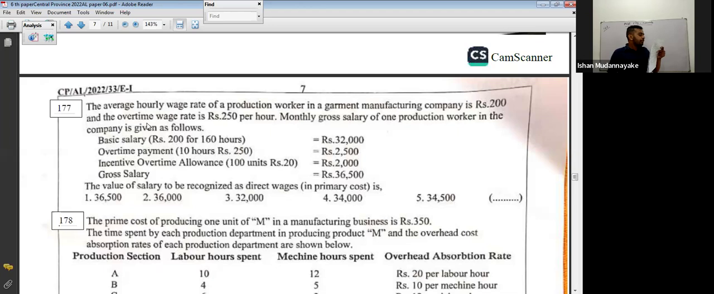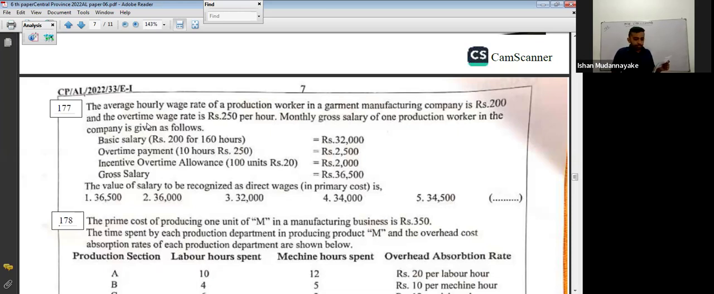The average hourly wage rate of a production worker in the garment manufacturing company is 200 rupees, and the overtime wage rate is 250 per hour. The premium paid to the employee for an hour is 50 rupees. That premium you need to transfer to overhead cost.